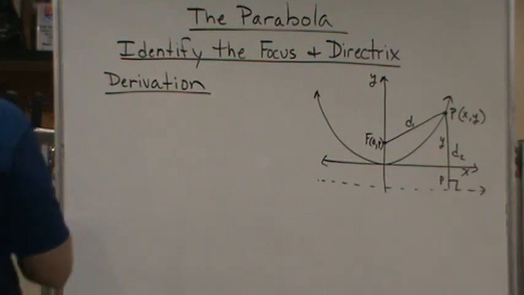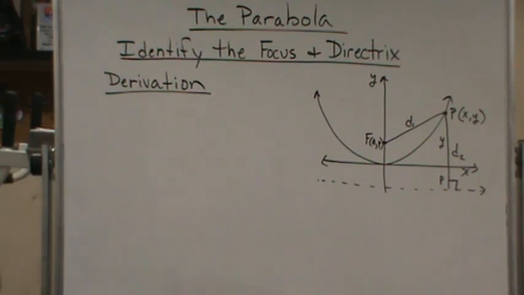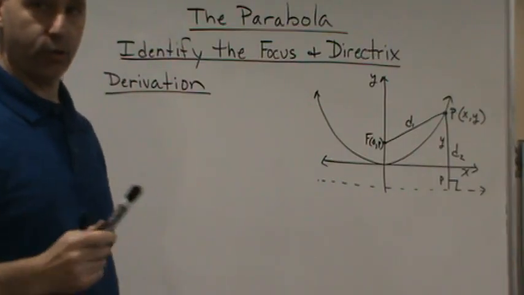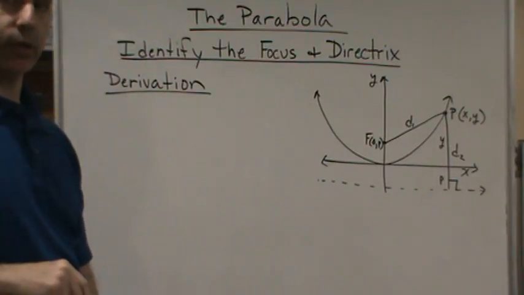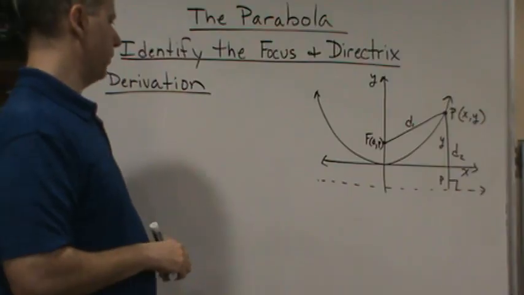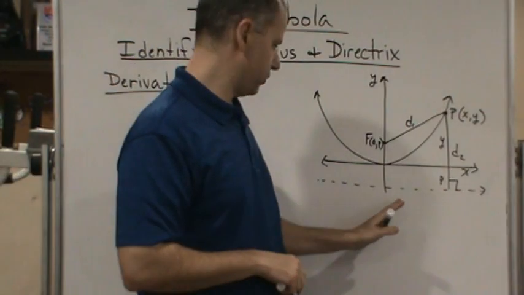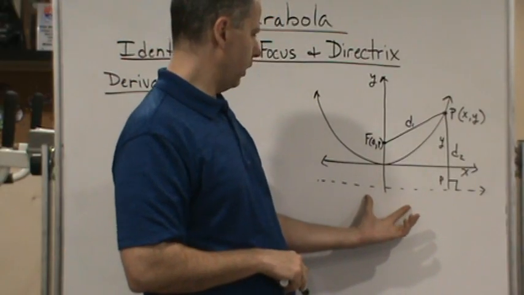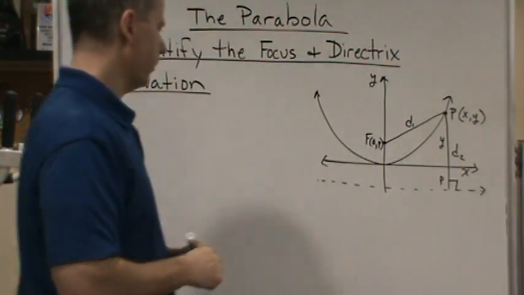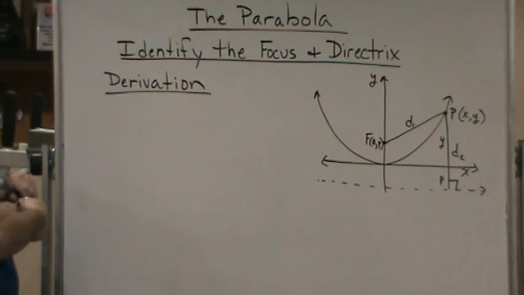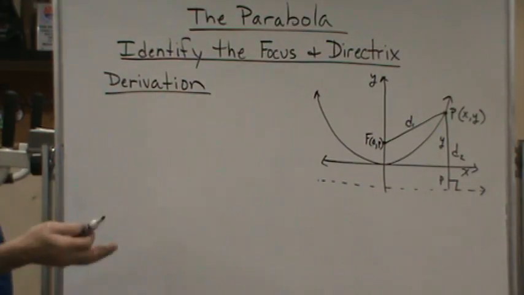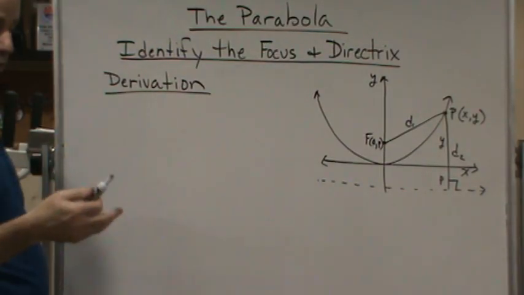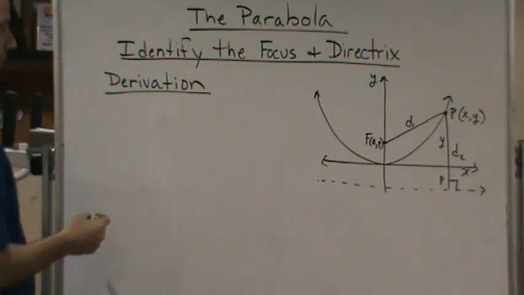Okay, so now, just like we've done with the ellipse and the hyperbola, let's derive the equation for the parabola. So now we have this situation here, this general situation that we saw before in the last video. Okay, so I've got the same setup. Now the first thing, like we have done before in deriving these, is we're using the definition to help us.